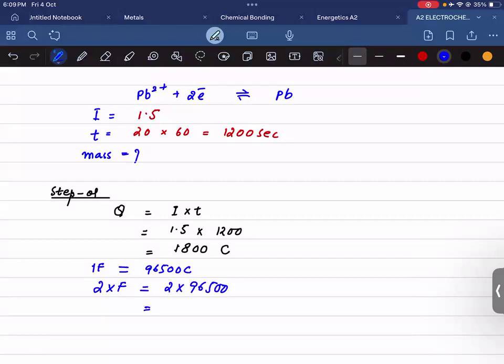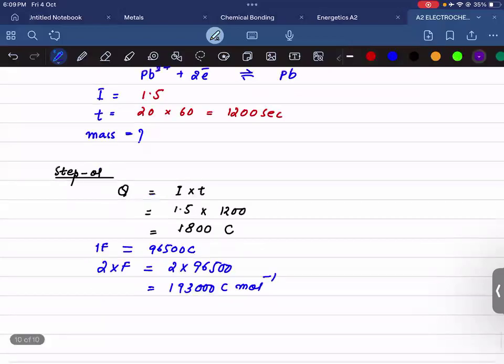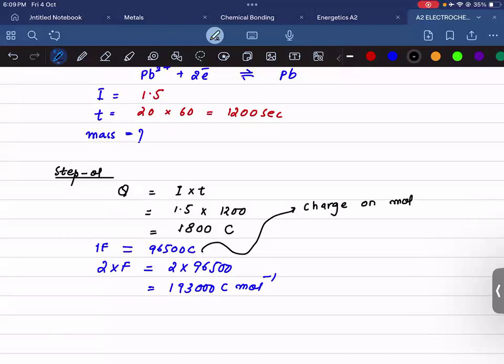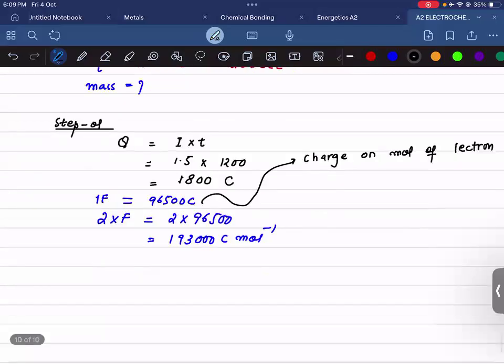2 into 96500 is 193,000. Am I right? Coulombs per mole. Why is it coulombs per mole? I told you that it's the charge on 1 mole of electrons. Remember, it's the charge on 1 mole of electrons. So that's why I'm writing coulombs per mole. What if I have 2 moles of electrons? Then I multiply this value by 2.